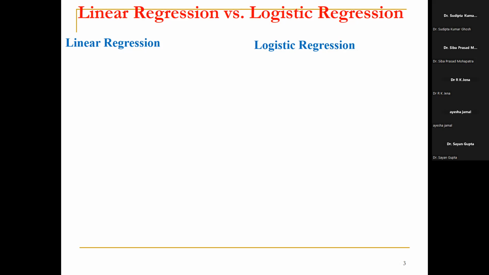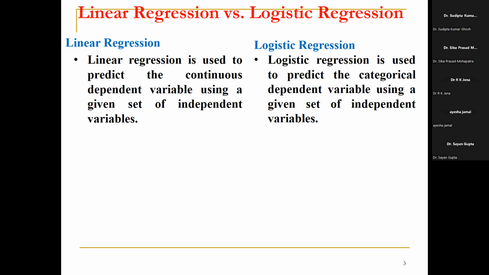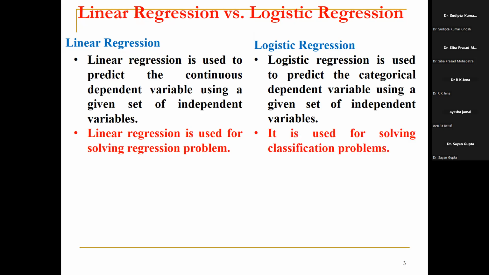So here the main point is that the dependent variable must be a categorical variable. Before discussing more details about logistic regression, just look at how it is different from linear regression. Linear regression is used to predict a continuous dependent variable using a given set of independent variables. But logistic regression is used to predict a categorical dependent variable using a set of independent variables. Linear regression is used for solving regression problems, but logistic regression is used for solving classification problems.